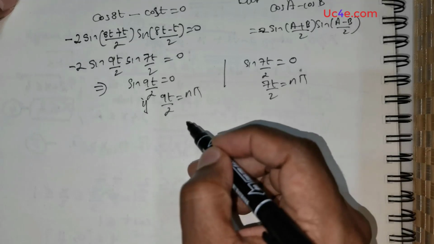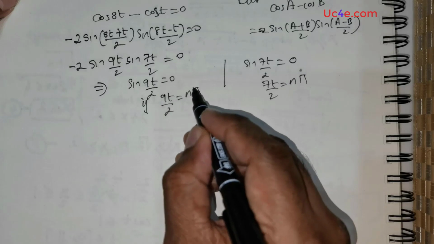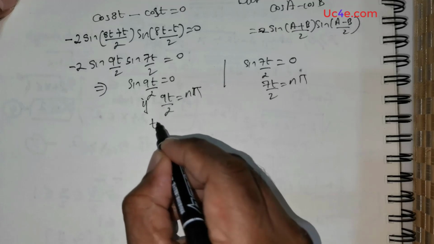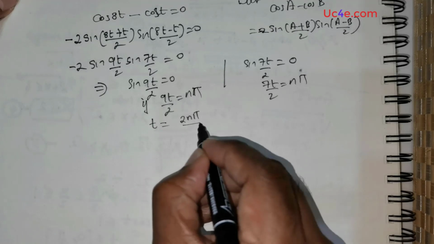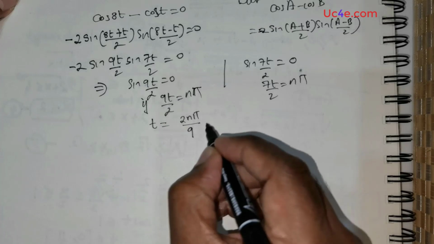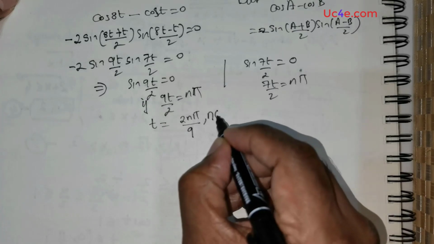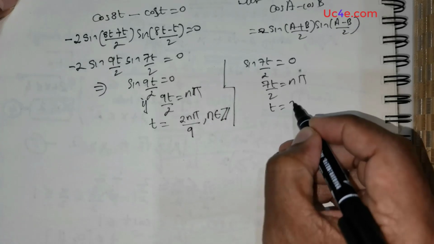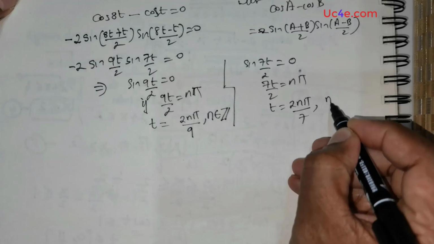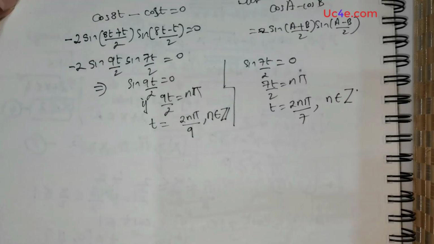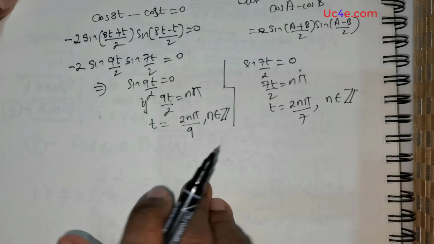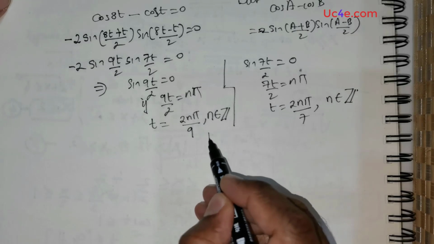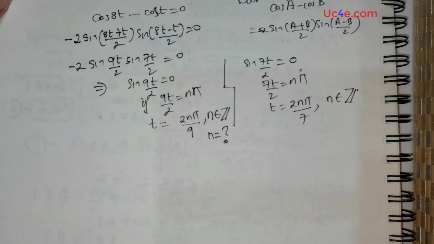I have given clearly how exactly we could arrive at this particular point. So in this case 9t over 2 is equal to n pi. Now what we need is the value of t. So this is equal to 2 times n pi divided by 9, where the most important point here is n is an element of Z, integers. So in this case t is equal to 2 times n pi divided by 9, where n is an element of Z. Now the important aspect that we have to look into in solving this question is, what is the value of n? That is an important thing.